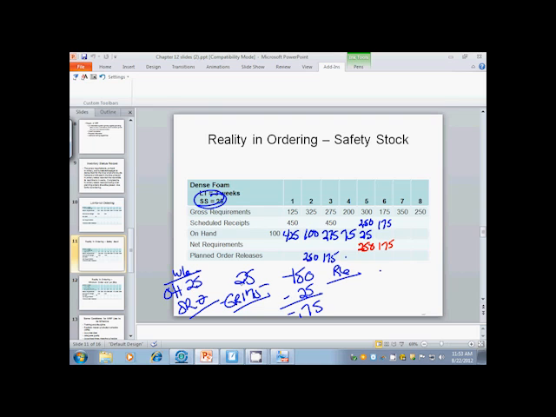If I redo week 6 now, I had on hand at the end of week 5, 25 units. I have a scheduled receipt of 175, which gives me 200 units. I plan on using 175, subtract out your gross requirements there, and that leaves me 25 units left over. Does that satisfy my safety stock? Sure does, because my safety stock has to be 25 units.